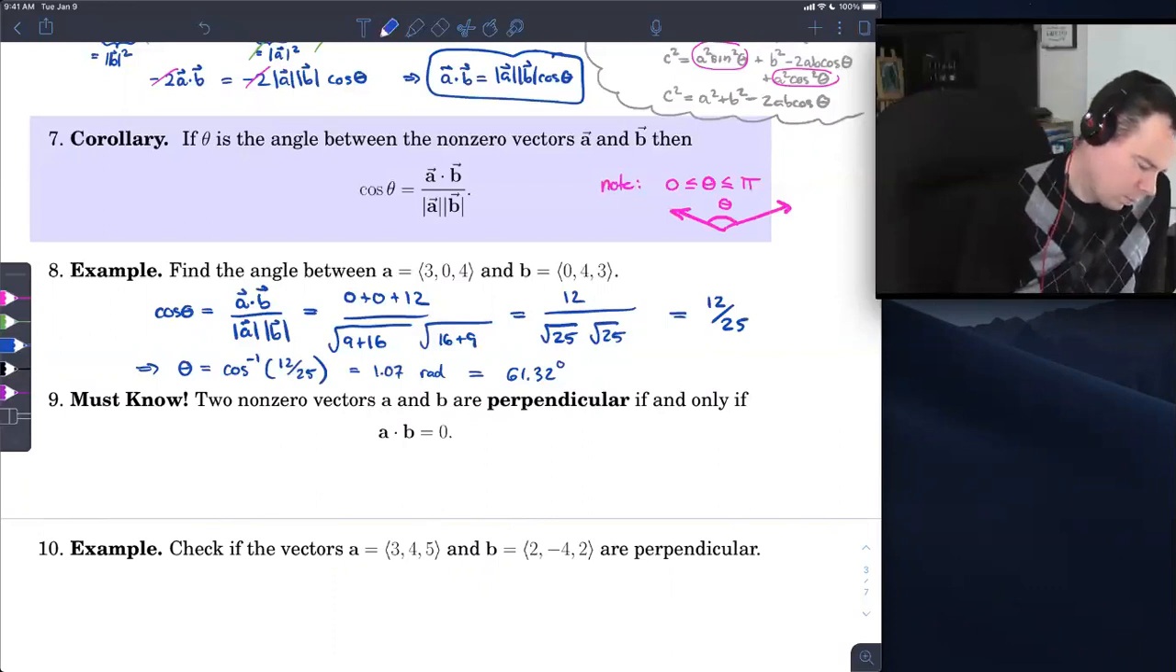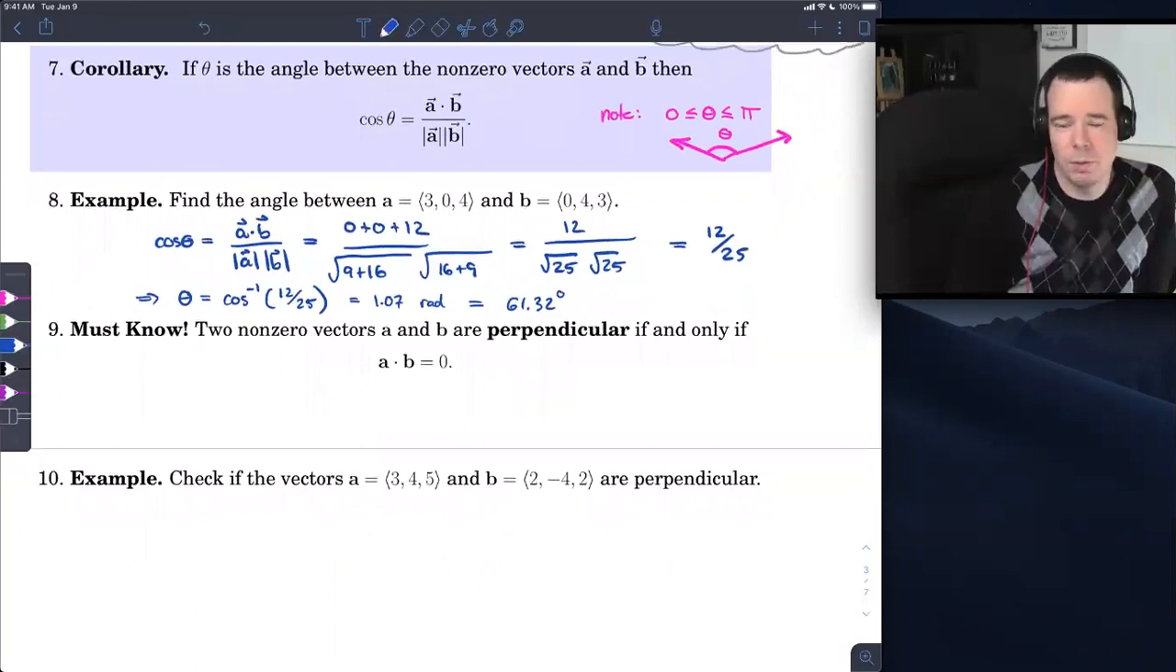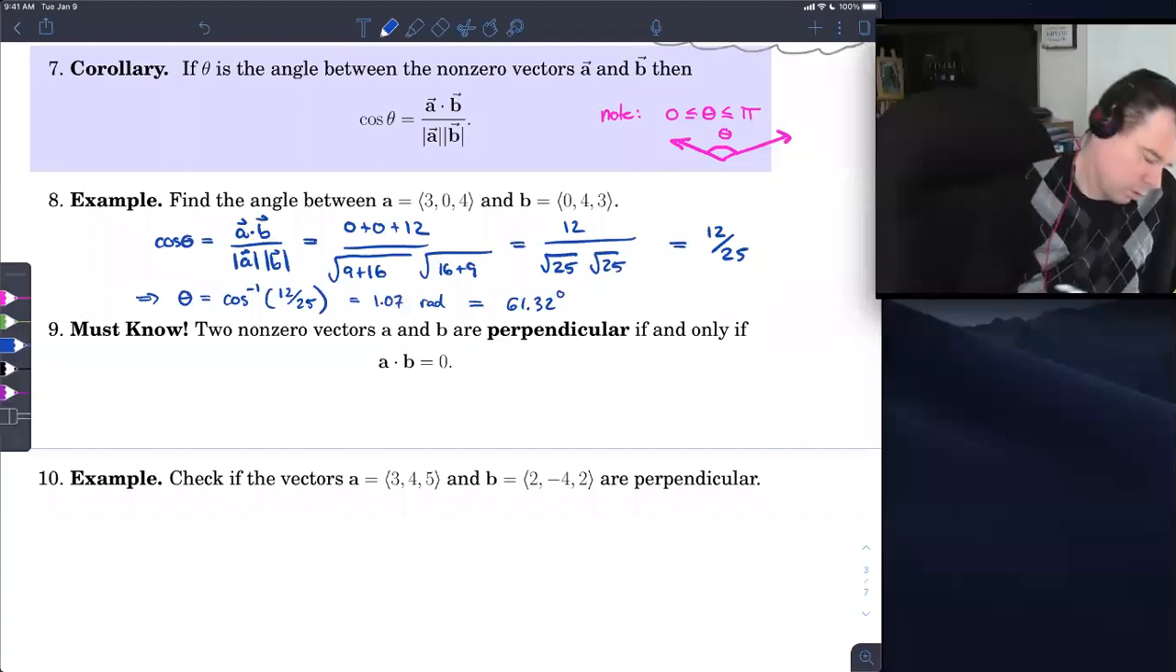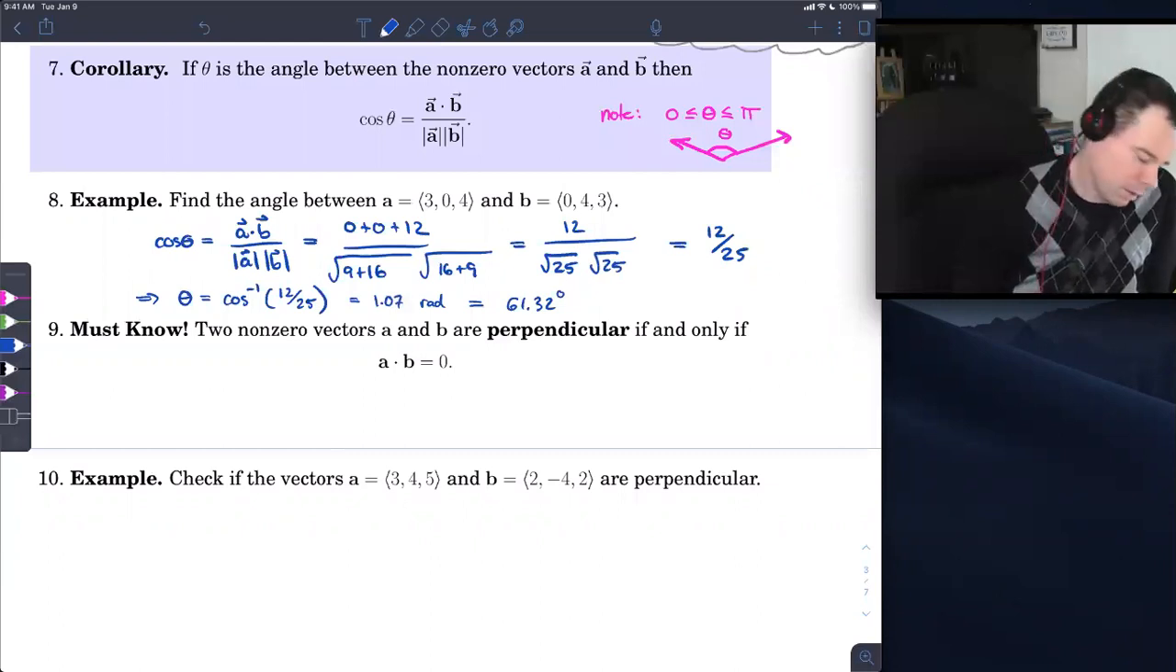Okay, so what else do we get? Well, the dot product gives us a nice way to check whether two vectors are perpendicular or not, because we can just work out the dot product. If the dot product is 0, we know the two vectors are perpendicular. This is going to come in very handy over the course of this term. We're going to be using this all the time.